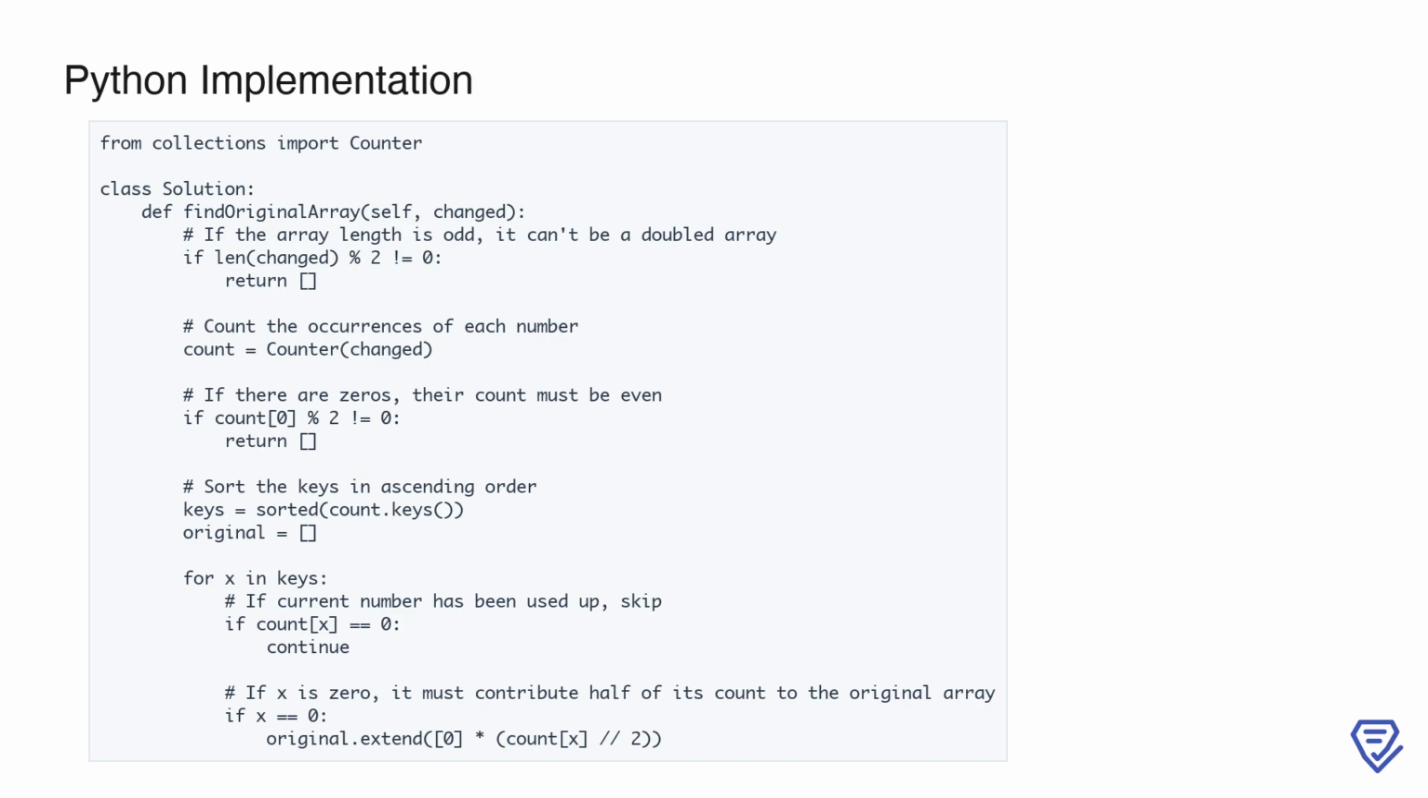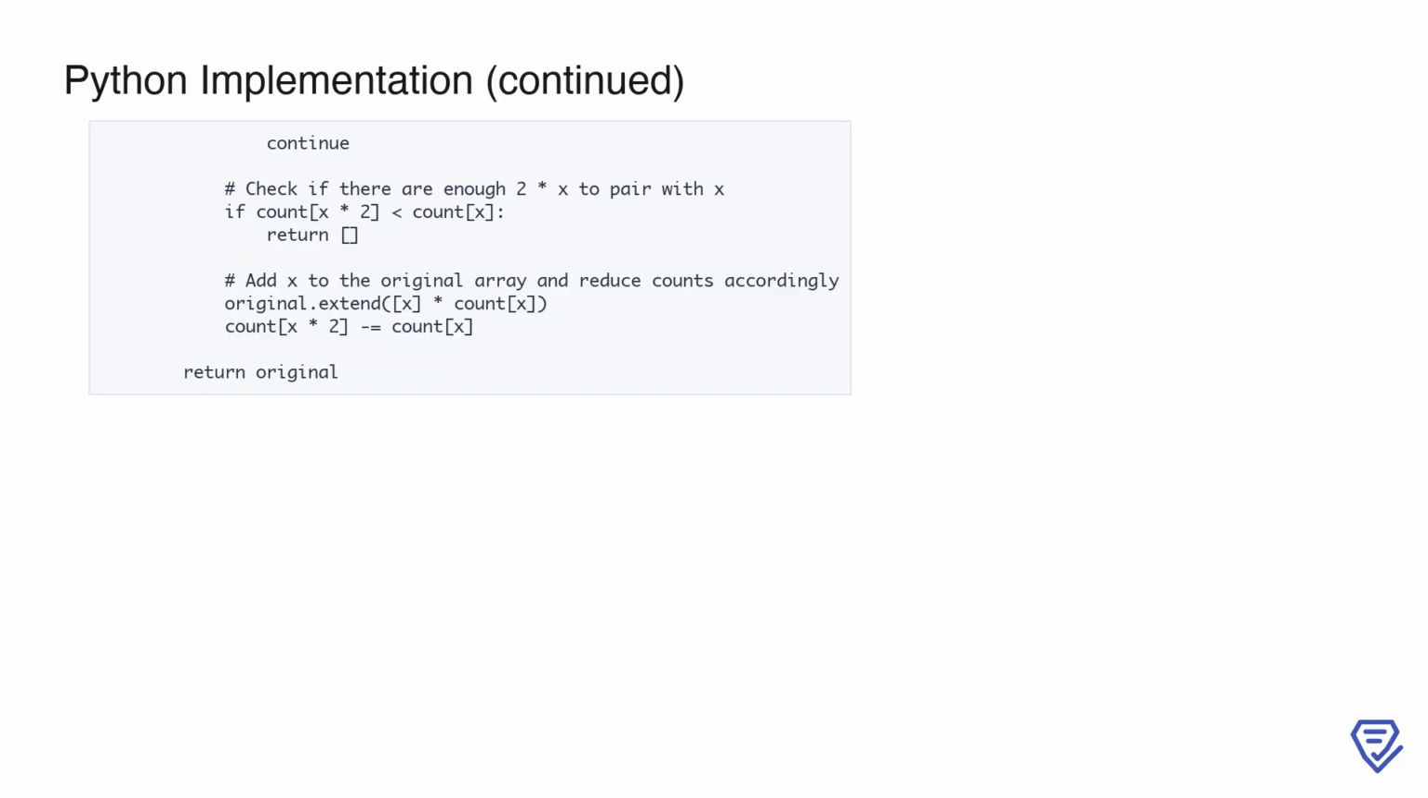Additionally, for zeros, we calculate how many of them can contribute to the original array by taking half of their count and extending the original list accordingly. Once zeros are handled, we continue processing the other numbers in the sorted list of keys. For each number, we check if there are enough occurrences of its double, 2*x, to pair with the occurrences of x. If there aren't, the array cannot be valid, so we return an empty list.